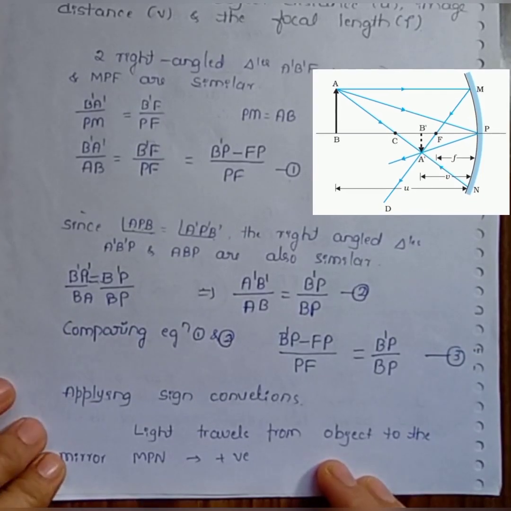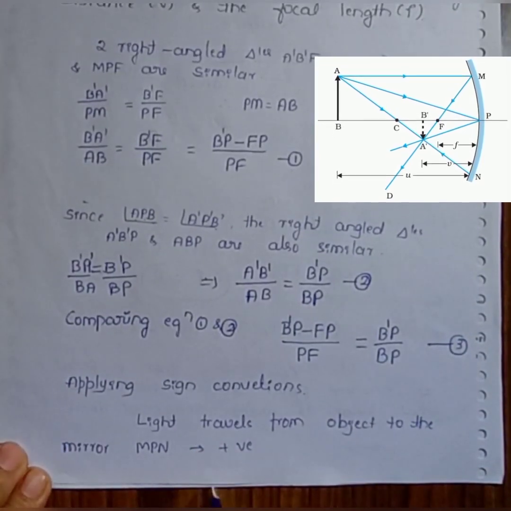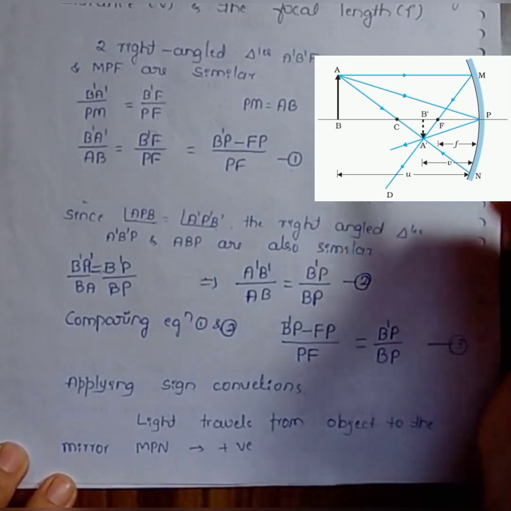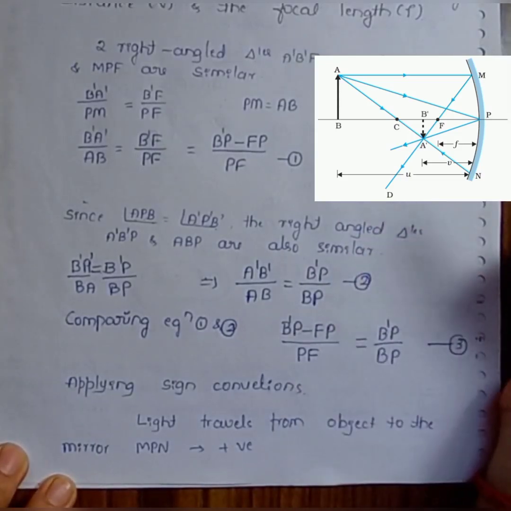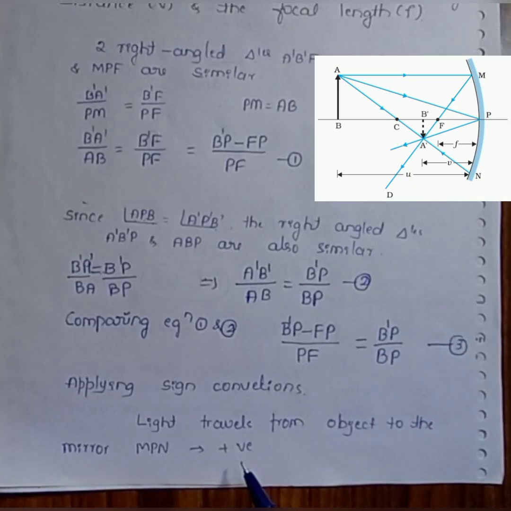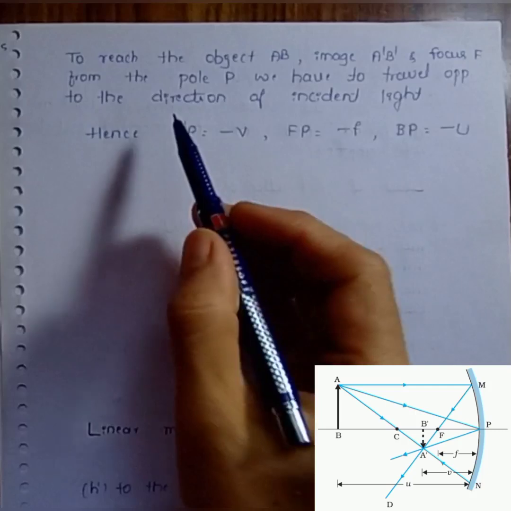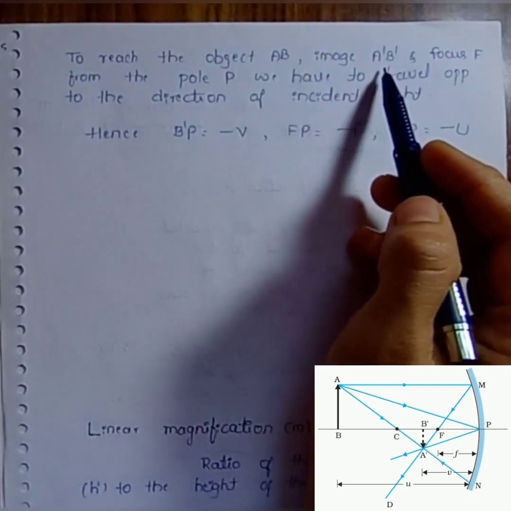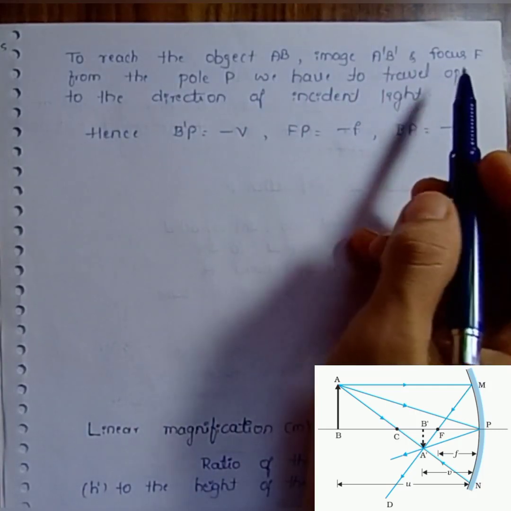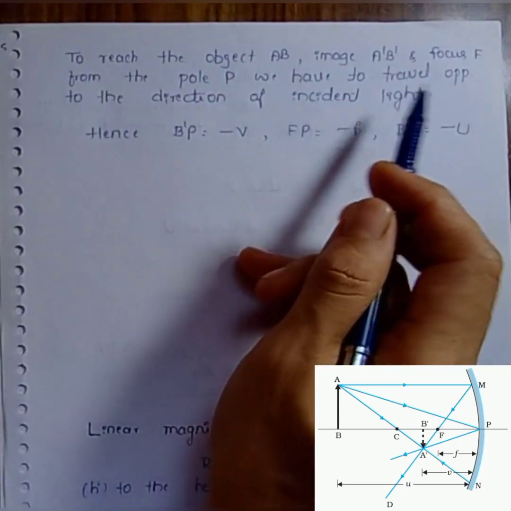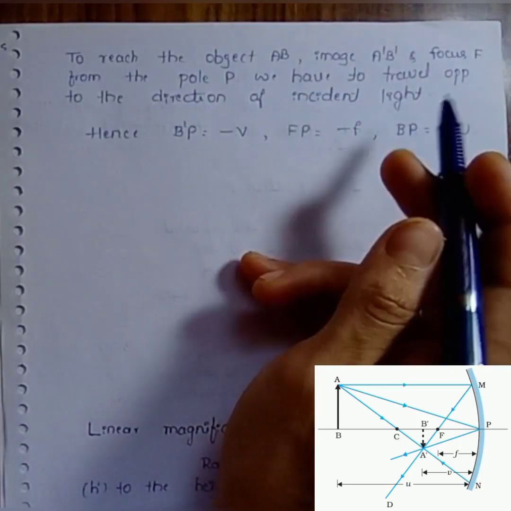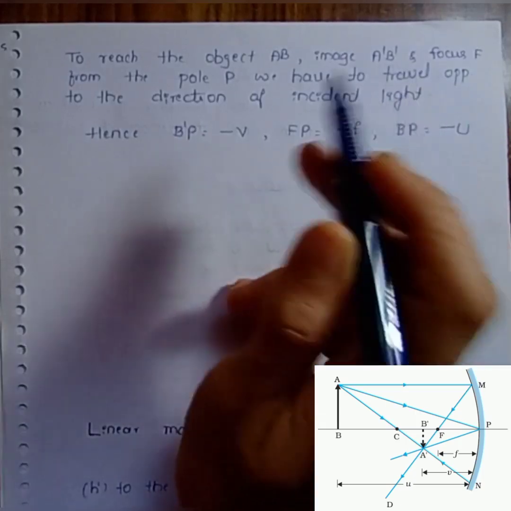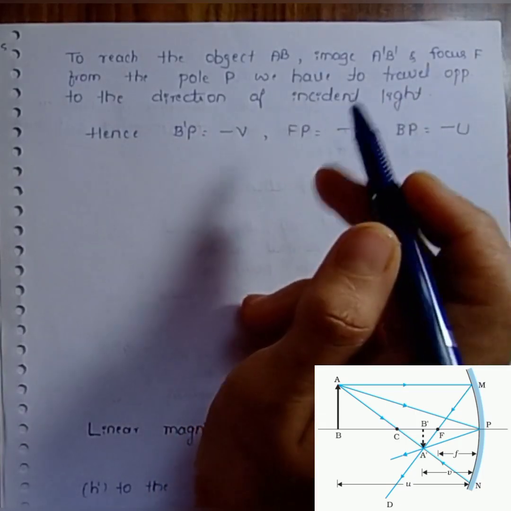Here, according to the sign convention, light travels from the object to the mirror MPN. Here it is MPN; we can take it as positive, meaning the ray which is traveling along the incident light we take as positive. To reach the object AB, image A'B' and focus F from the pole P, we have to travel opposite to the direction of the incident light. Means the ray which is opposite to the incident light, we take as negative.